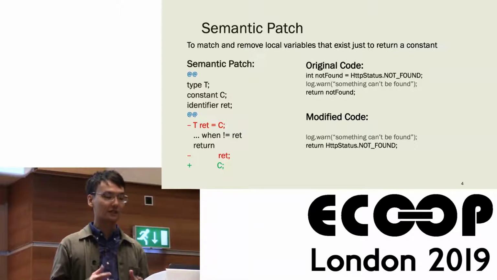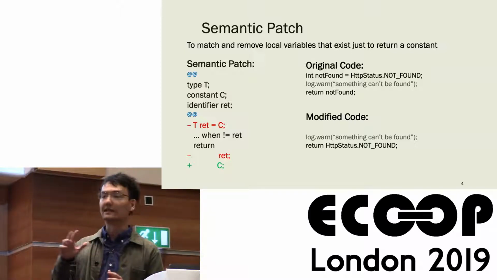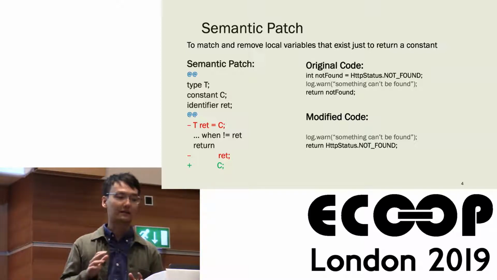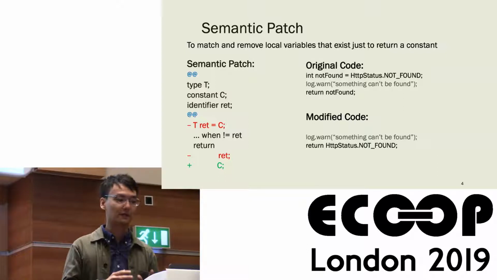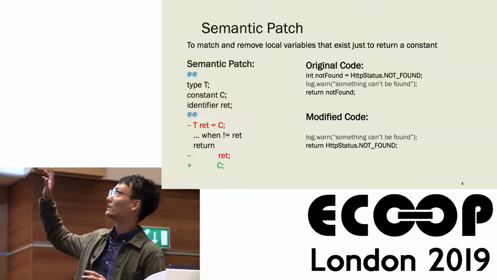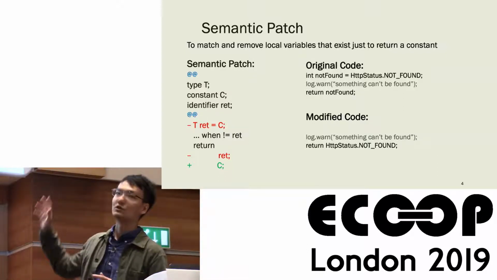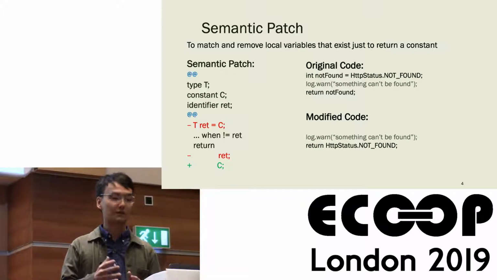So Coccinelle will take this semantic patch as input as well as the entire project, and then it will locate cases where this semantic patch would match the code, such as the code that I labeled with original code, and then it will produce a patch that will give us the modified code in which the local variable is removed.